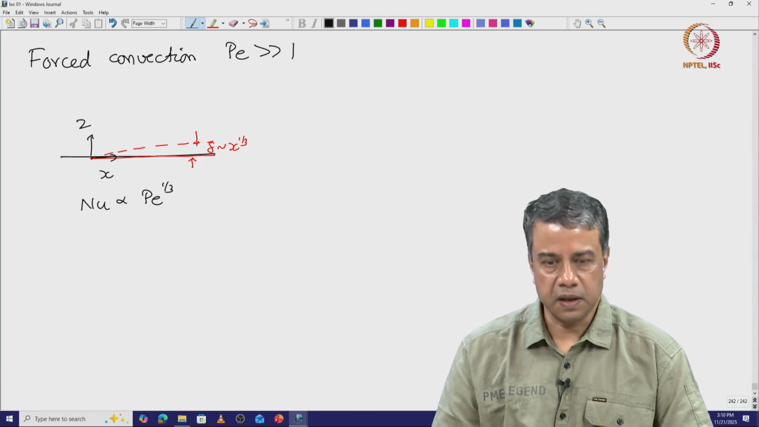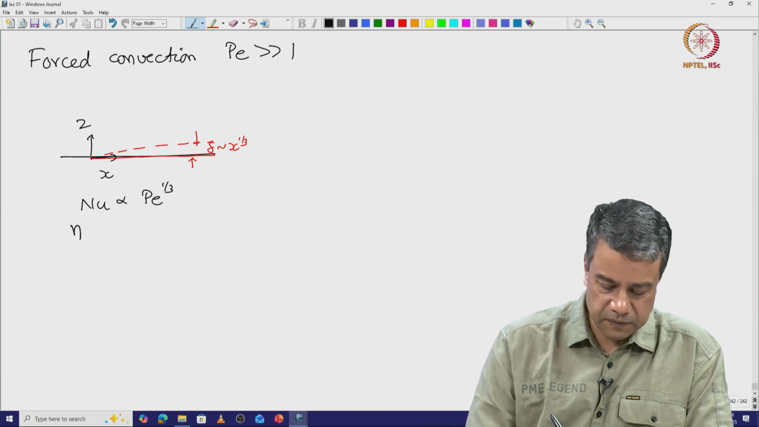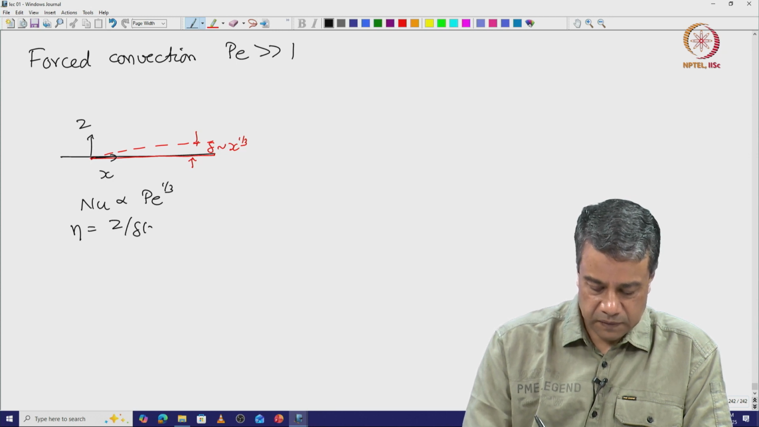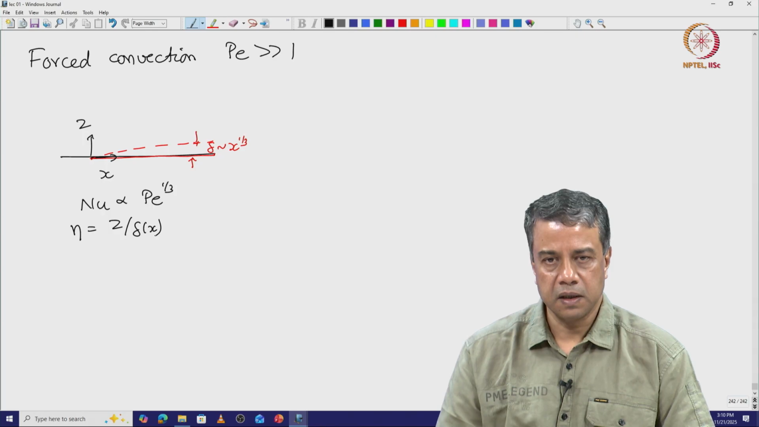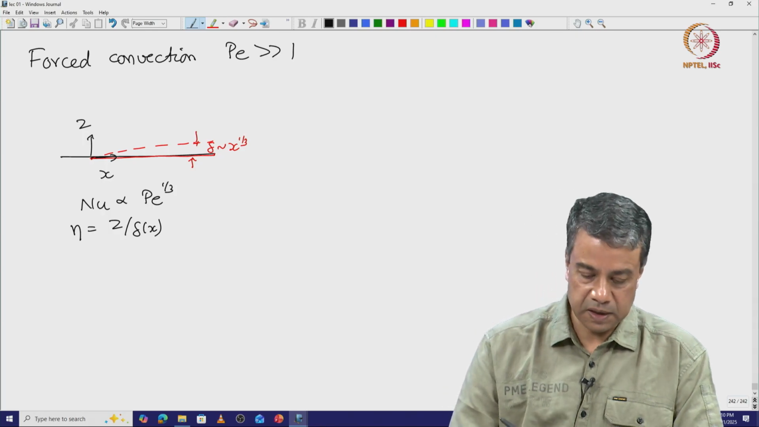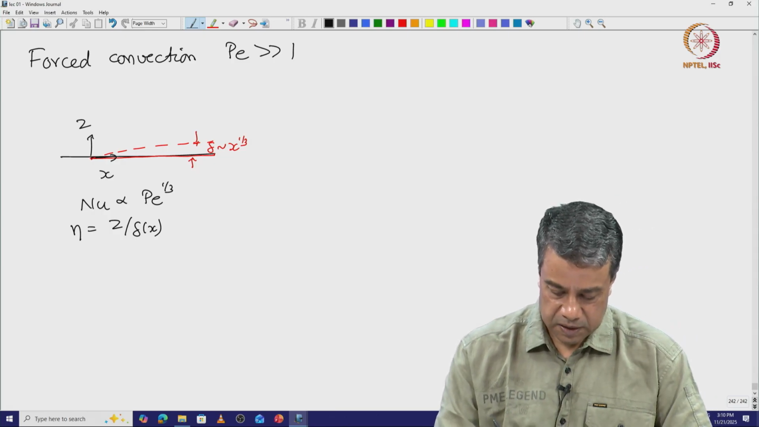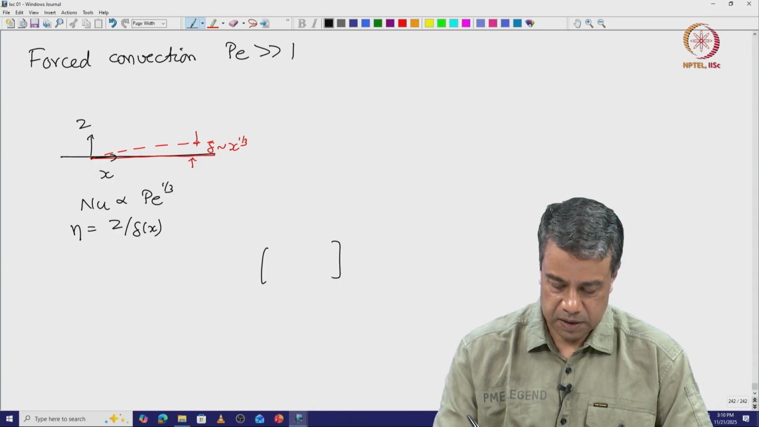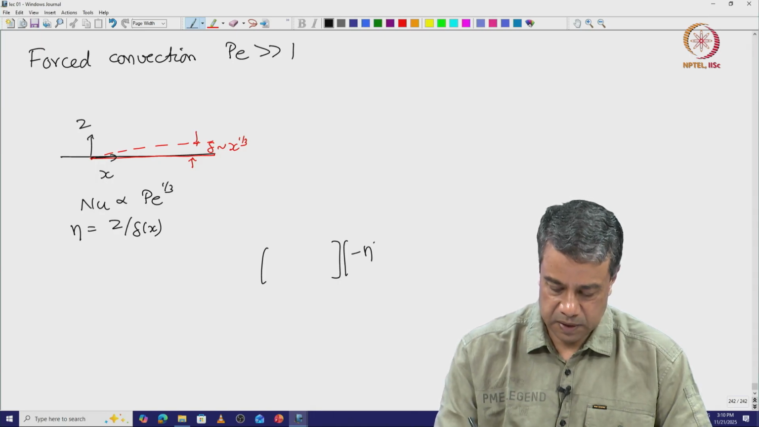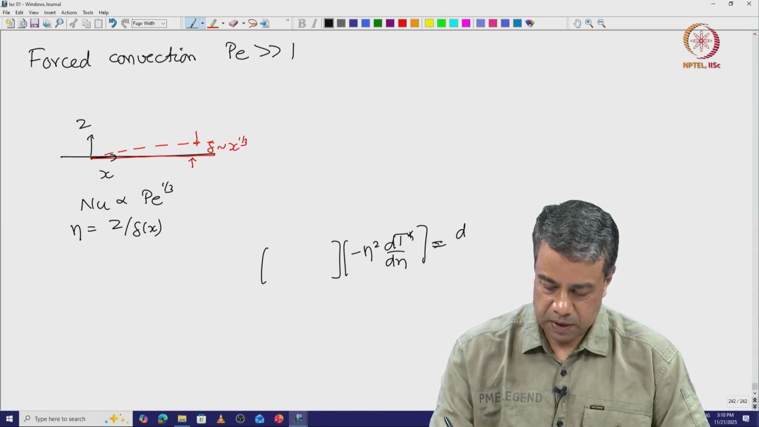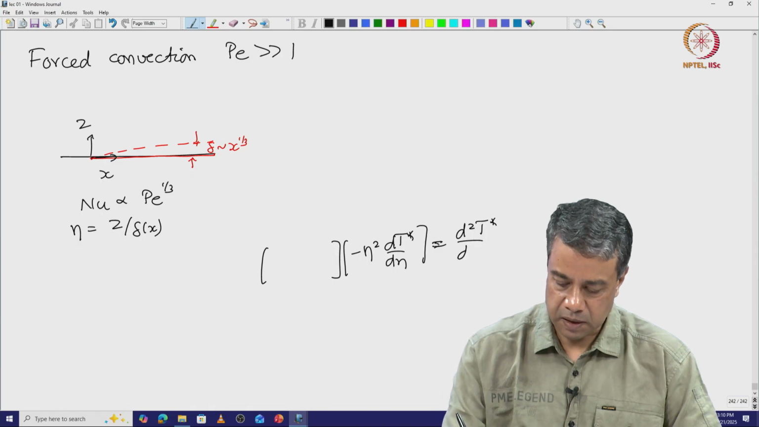And recall that we had defined the scaled variable eta is equal to z by delta of x, and used that to get a similarity transform. And that similarity transform would give us an equation of the form: some term into minus eta square dT by d eta is equal to d square T by d eta square.